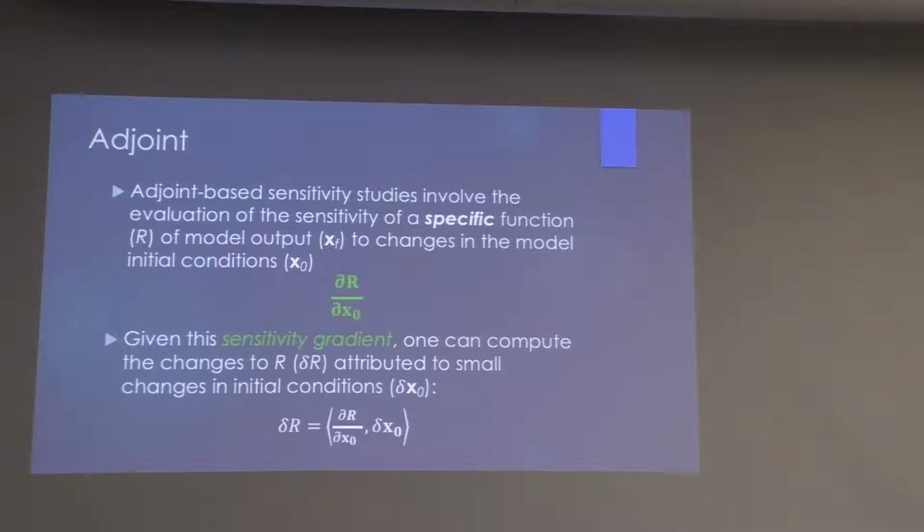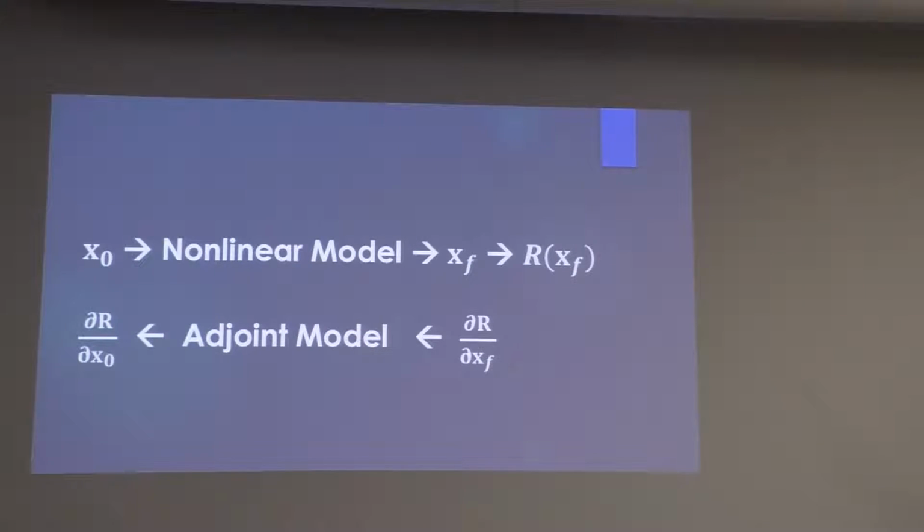An adjoint-based sensitivity study involves the evaluation of the sensitivity of a specific function, which we're calling the response function, of the model output to changes in the model initial conditions. Mathematically, this is described with the gradient dR/dx0. Given this sensitivity gradient, one can compute changes to R attributed to small changes in the initial conditions. And this is described by taking the dot product of that sensitivity gradient with some small changes to the initial state.